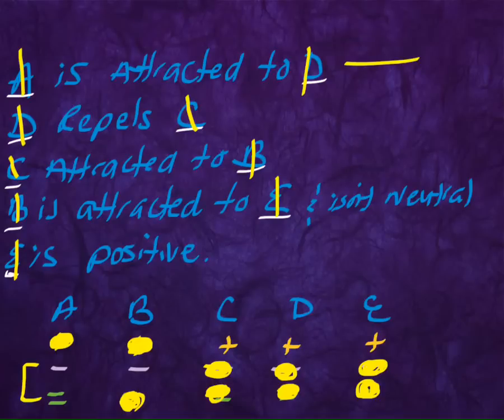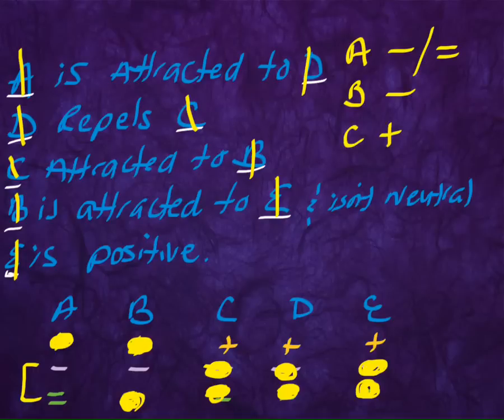So the answer to this whole situation right here: A is either going to be negative or neutral. B is going to be negative. C will be positive. D will be positive, and E will be positive. All right. That's what we can say conclusively.